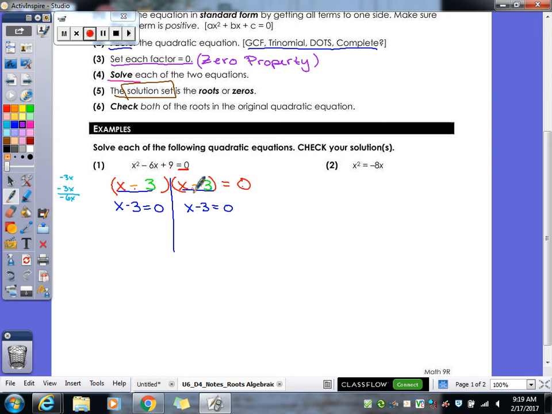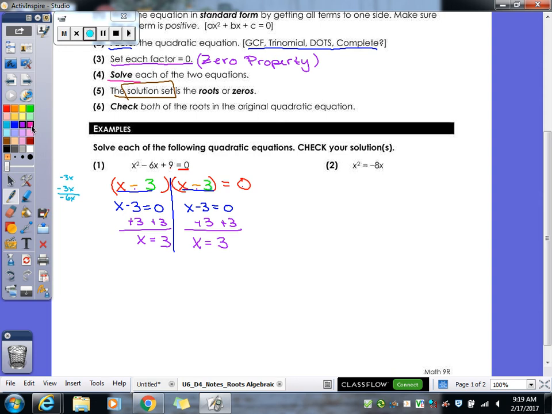So then we'll go ahead and solve. Add 3, so I would get x equals 3 over there. Other side, again add 3, so I would yet again get x equals 3. We have two answers there, but they just happen to be the same number.